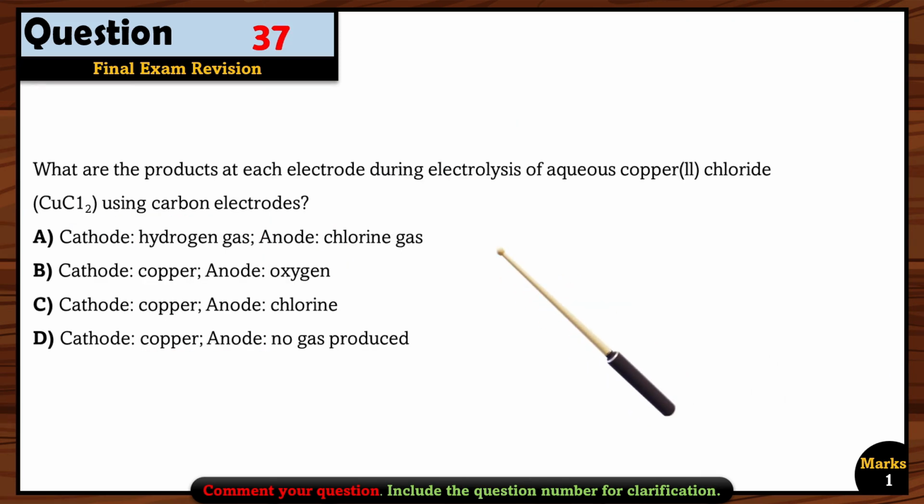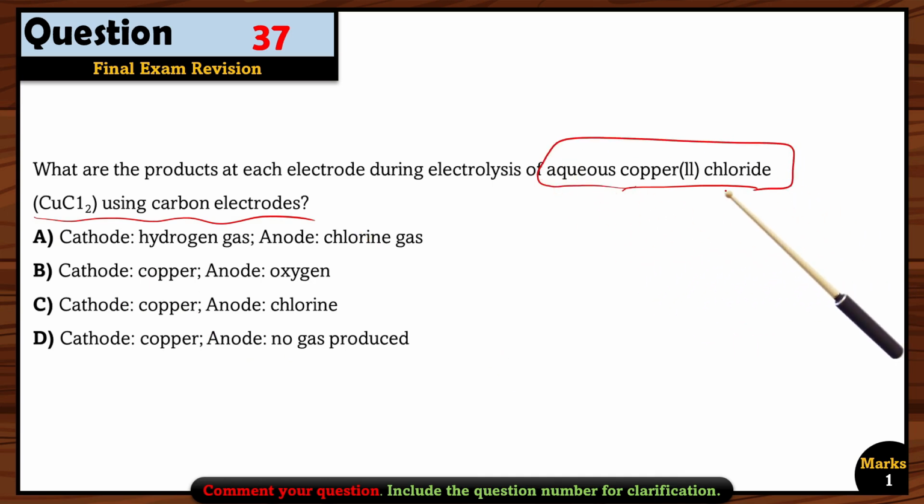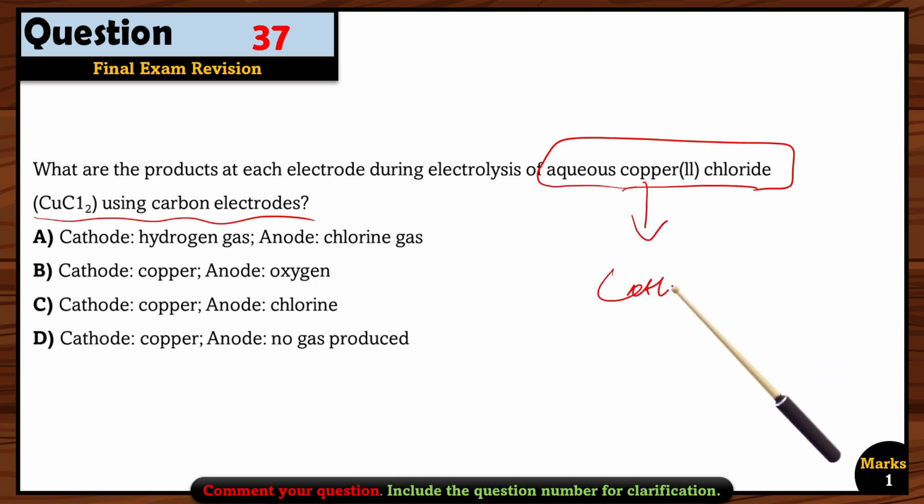Now let's see question 37. What are the products at each electrode during the electrolysis of aqueous copper chloride using carbon electrodes? Now they are using carbon electrodes and we have to look at aqueous copper chloride. I already informed you that when you see the word copper, at the cathode it will always be copper. So can you see at the cathode which option can be right?